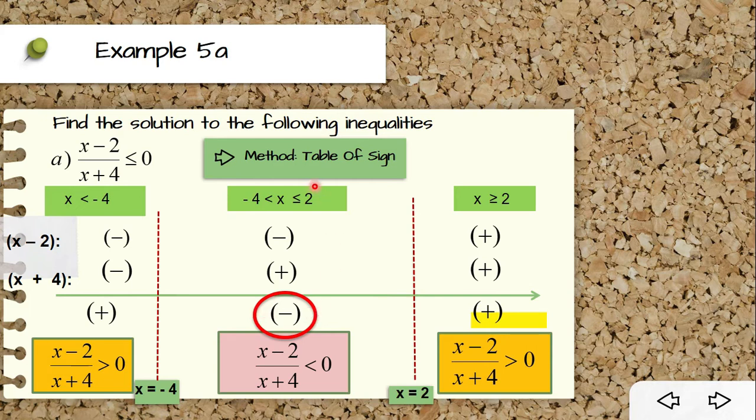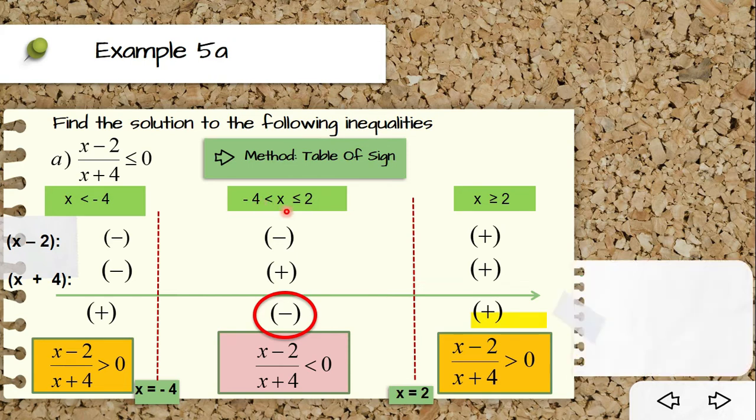You just take the interval here, x more than -4, less than or equal to. So the final answer, if you want to write it down as a solution set, is x more than -4, less than or equal to. Okay, I hope you understand.